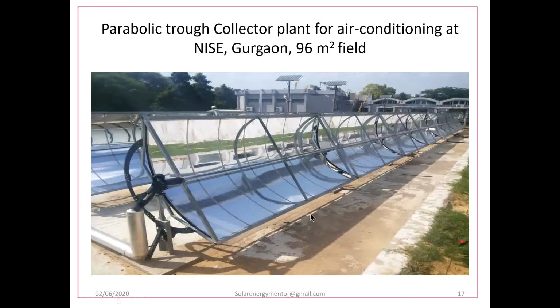Another example of a parabolic trough plant, which is installed at NISC Gurgaon. So you can see here the tracking mechanism. This is the tracking mechanism used, and you can see how lightweight the structure is. Here again, anodized aluminum sheet is used.